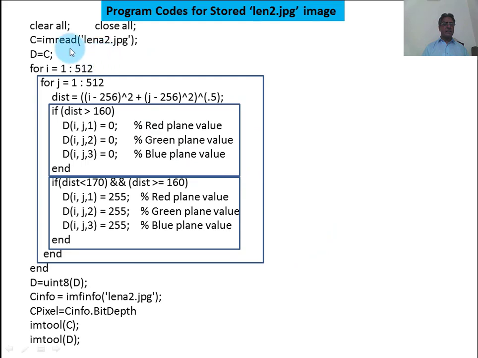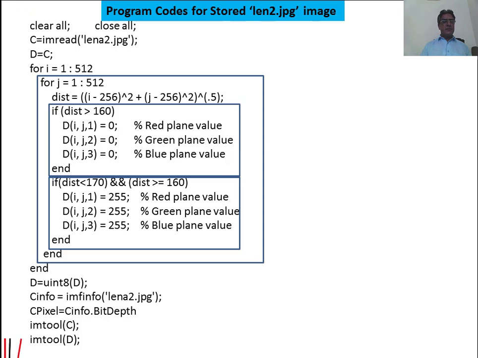Here you may see that we clear all the memory and close all the images displayed by other programs. I am reading the already stored image linear2.jpg and storing the contents of this image in the C vector, and we create another D vector, which is a duplicate of C, so the same value is stored in D. There is linear2 image in two different locations, that is in C and D.